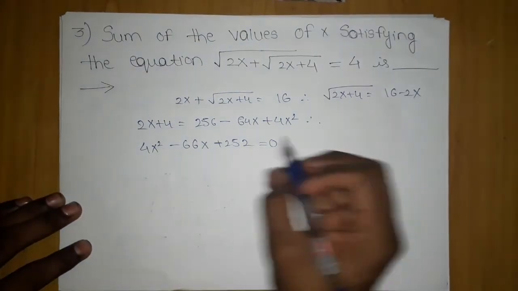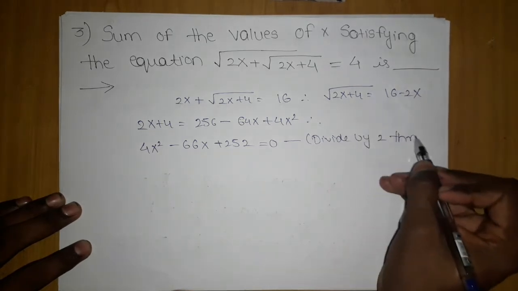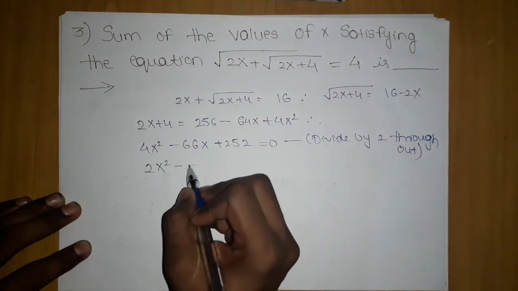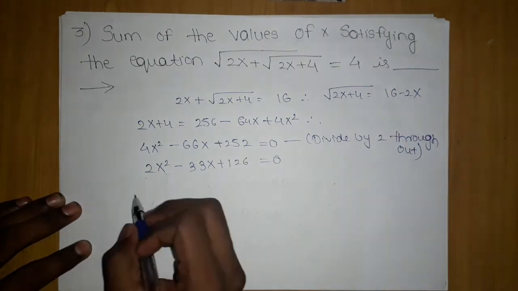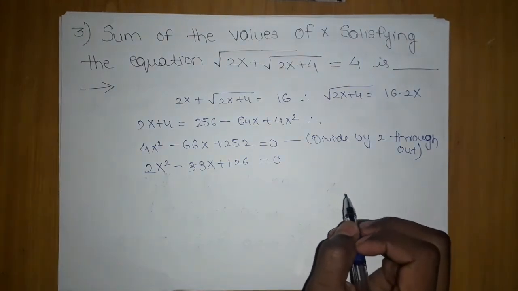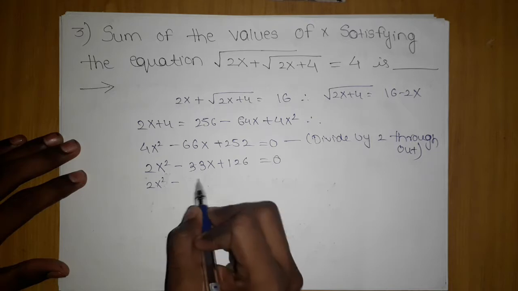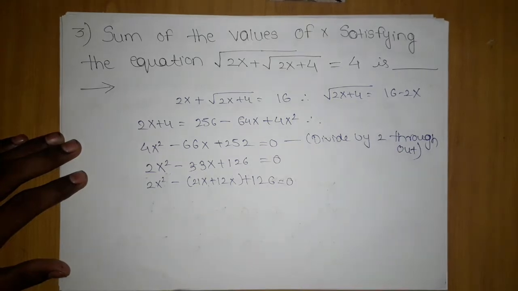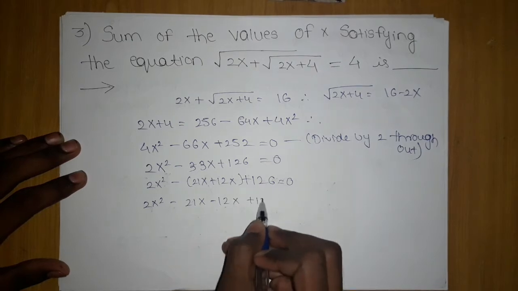Now if I divide by 2 throughout, we want to reduce the problem so we can get the roots. 2x square minus 33x plus 126 should be equal to 0. Now let me check the roots. 21, 12, 33. Okay, so 2x square minus 21x minus 12x plus 126 equals 0.